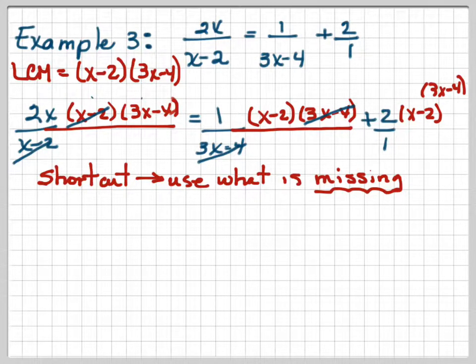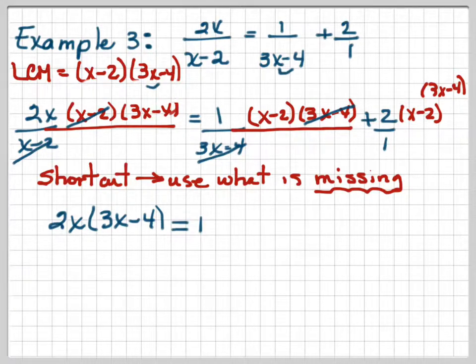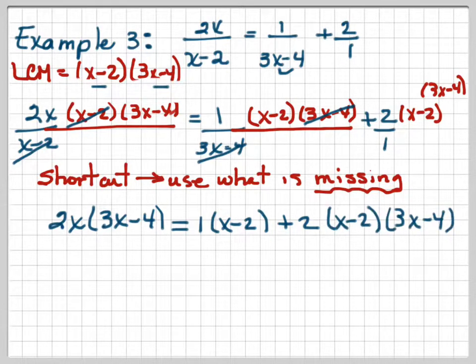So here's a shortcut. Instead of having to write out all of this, look at your LCM and ask, what do I have? What is missing? And only multiply by what is missing. So for instance, with the 2x, I already have an x minus 2 in my denominator. I need a 3x minus 4, so I'm just going to multiply by the 3x minus 4. And equals 1, I already have my 3x minus 4, so I need to multiply times x minus 2. And in my last one, I have 2. I don't have anything, so I have to multiply by both x minus 2 and 3x minus 4.